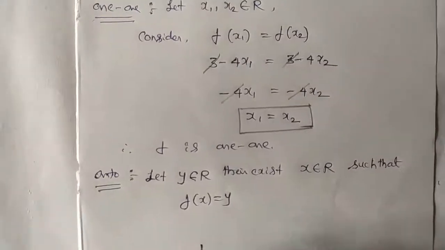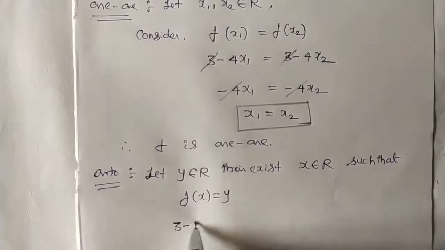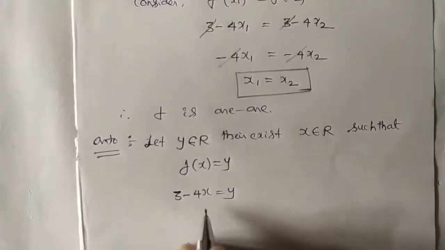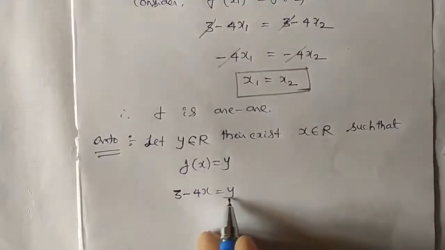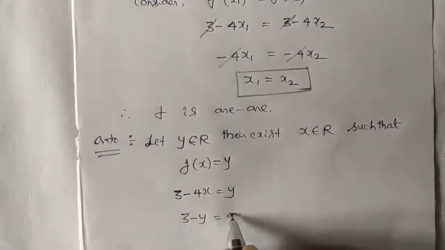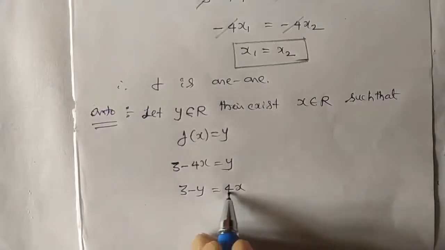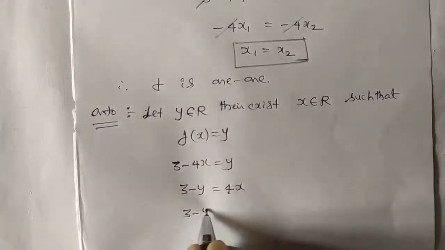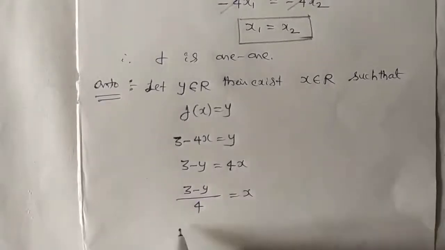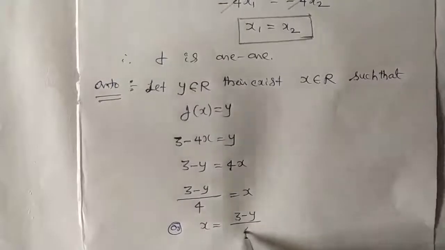Now f of x equals y. The function f of x is given. What is the function? 3 minus 4x equals y. Now find x. Take this y to the left: 3 minus y is equal to 4x. Now we want x, right? Send this 4 to the left. That will be (3 minus y) by 4 is equal to x. This can also be written as x equals (3 minus y) by 4.